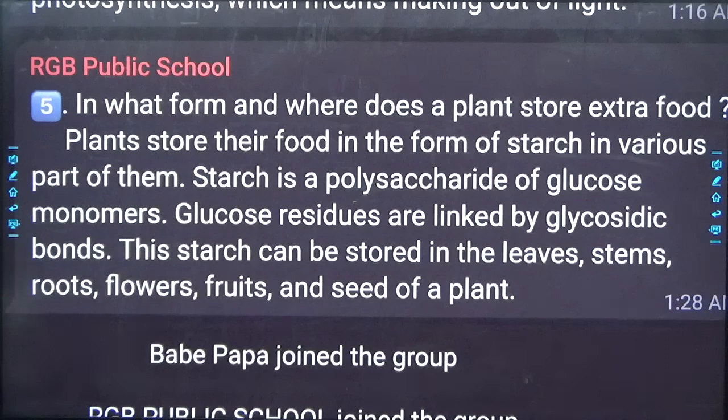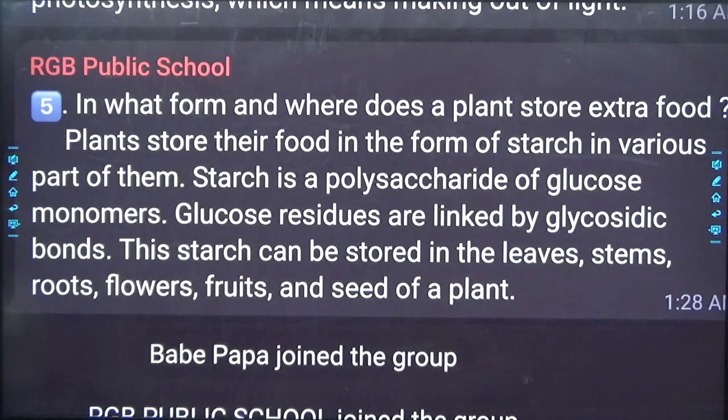In what form and where does a plant store extra food? Plants store their food in the form of starch in various parts of them.